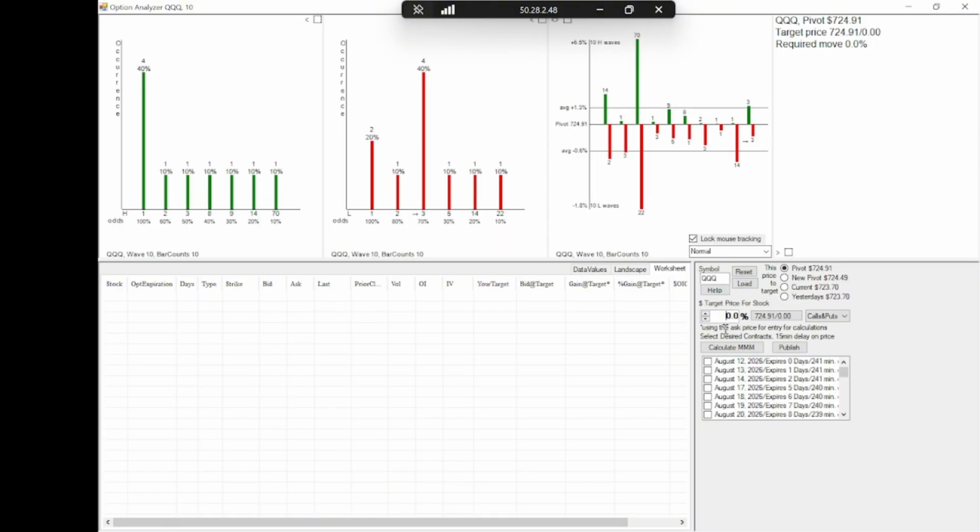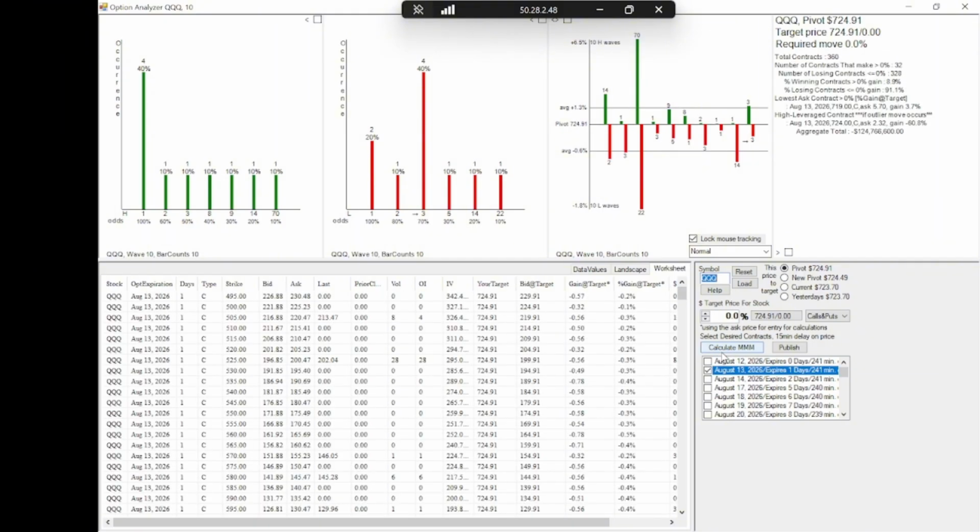This will load all of the options contracts. So you want to load the next day's close to expiration. So August 12th is today and that's already gone by, so you don't want to use that data. That'll reset at midnight. So this line right here will go at midnight and this will be the newest one. So August 13th is what we want to click. And then you're going to click the calculate market maker move.